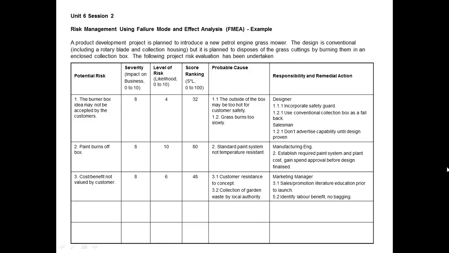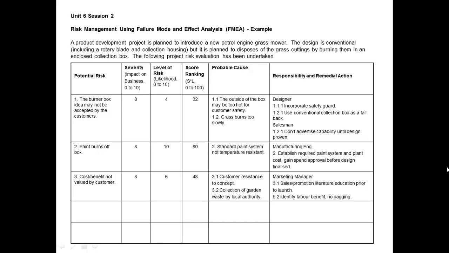What can we do about these? Marketing manager. Sales/promotion literature to educate the customer prior to launch. So this product is coming, it's going to be launched very shortly, it has wonderful advantages for you, it's perfectly safe, here's a video of it working, etc., etc. And we could also identify the labour benefits of having no bagging. That would be good as well. That should be 3.2, by the way. So yes, we could do that.